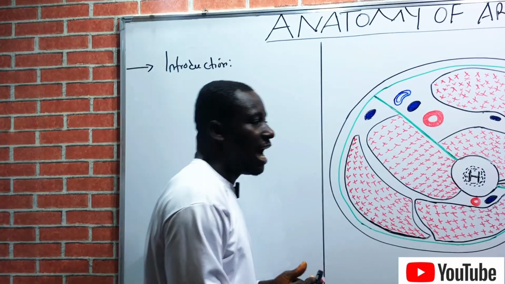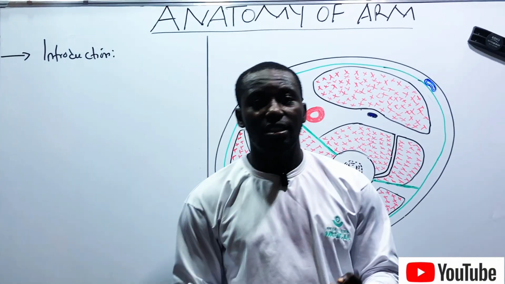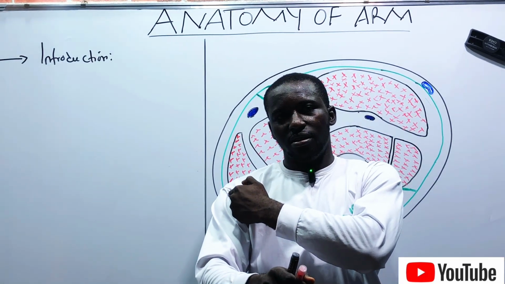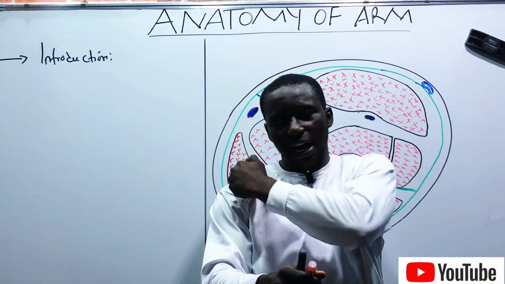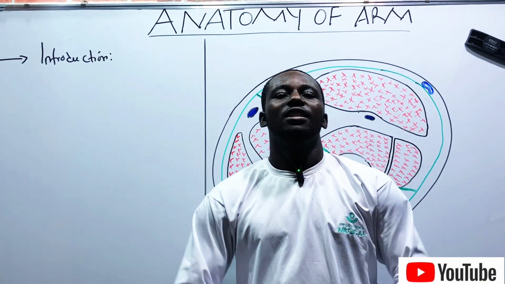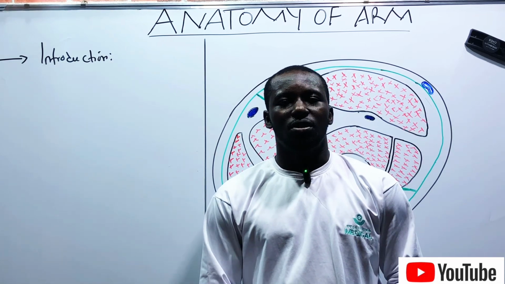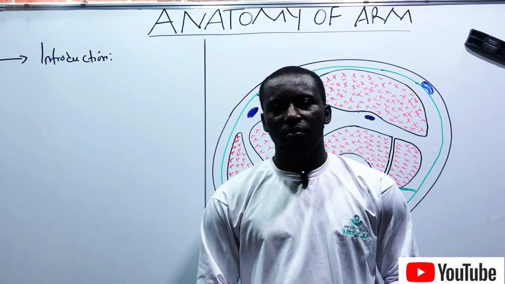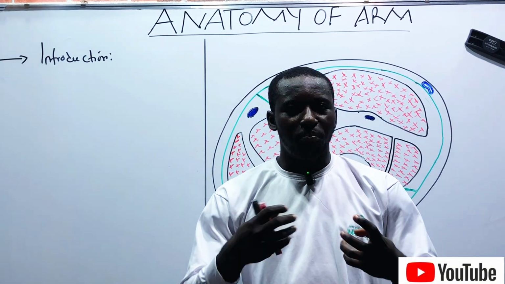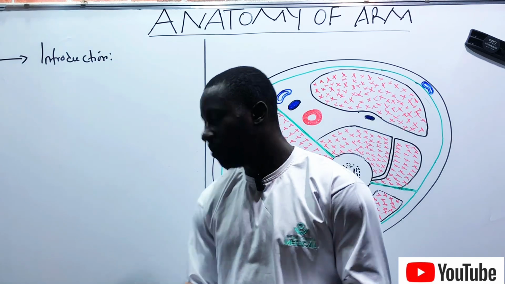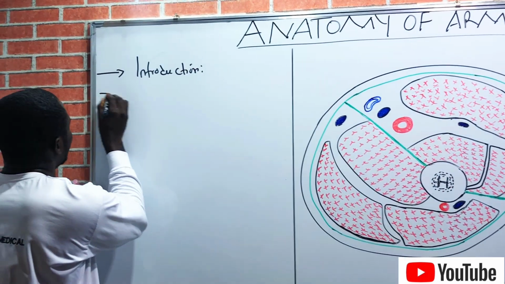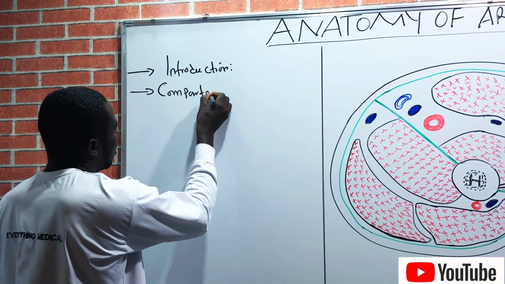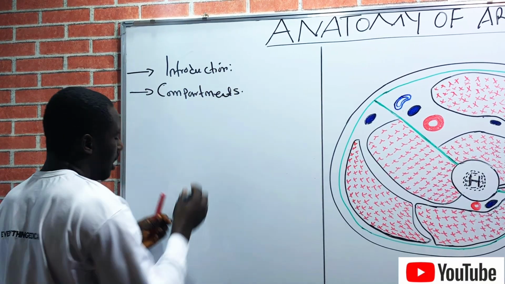I've said earlier that the arm is a vertical region that is located in the upper limb that spans between the shoulder, that is proximally, and the elbow distally. And it lodges the long bone of the arm, that is the humerus. So that is the concept of the arm. The next we'll be discussing is the compartment of the arm.